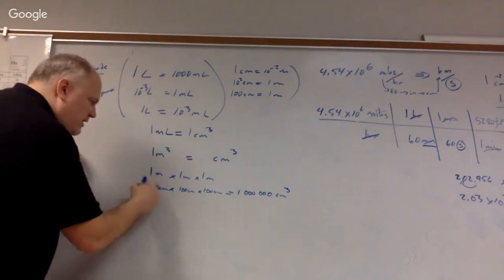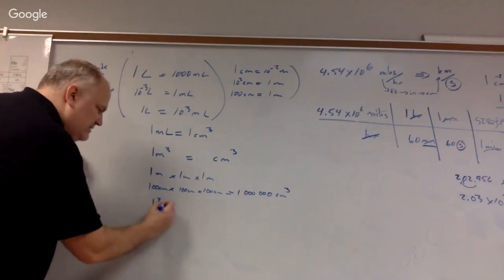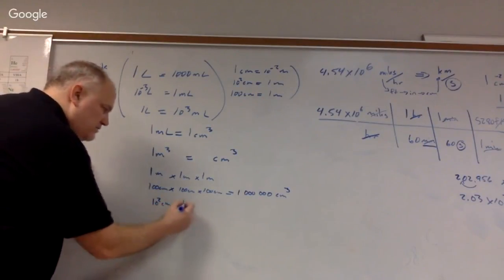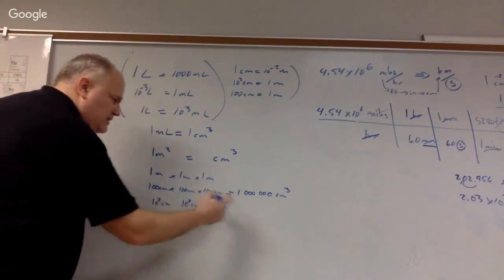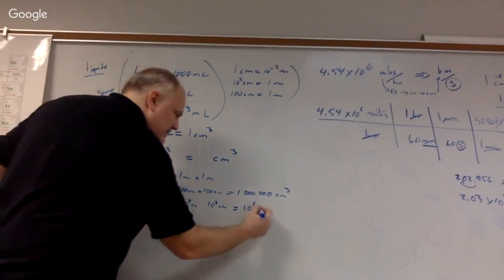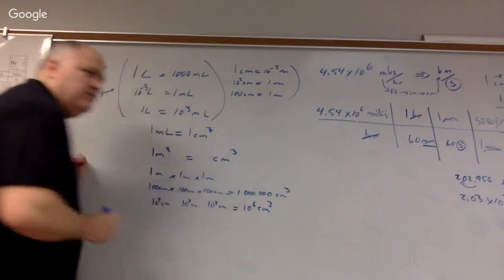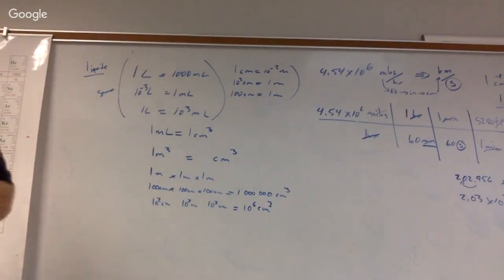I like doing it this way. 1 meter cubed is equal to 10 to the second centimeters, right? So 10 to the second centimeters, 10 to the second centimeters, and then what I do is I just add up the exponents, and that's going to be equal to 10 to the sixth centimeters cubed. Okay? Where did I lose you?